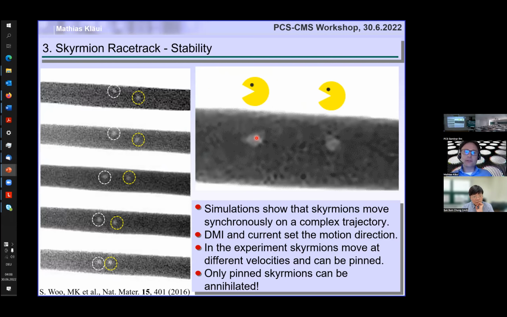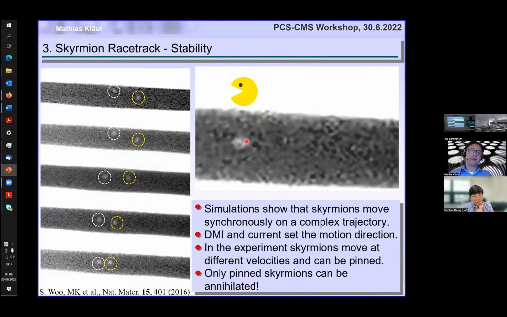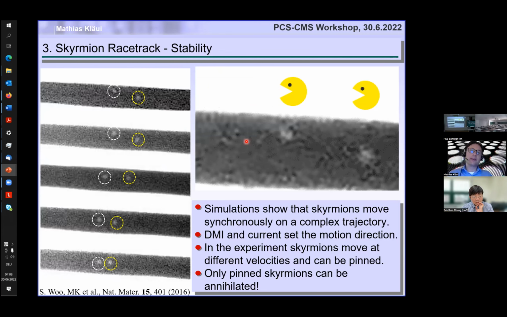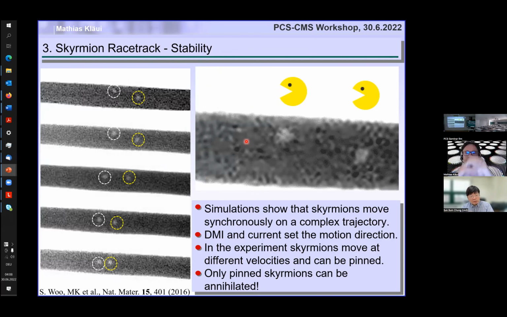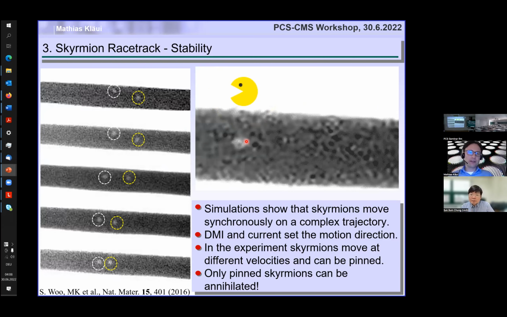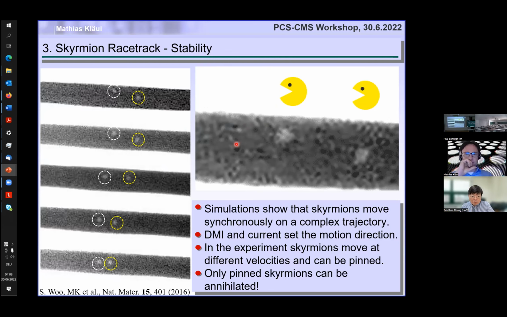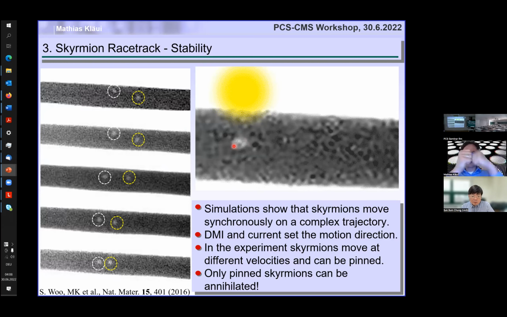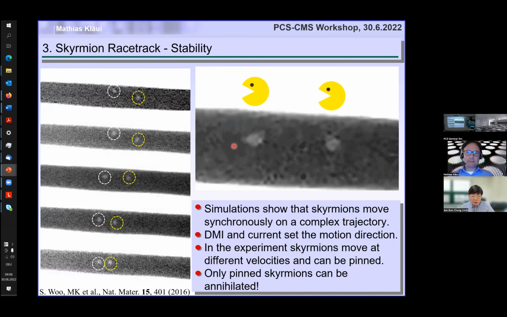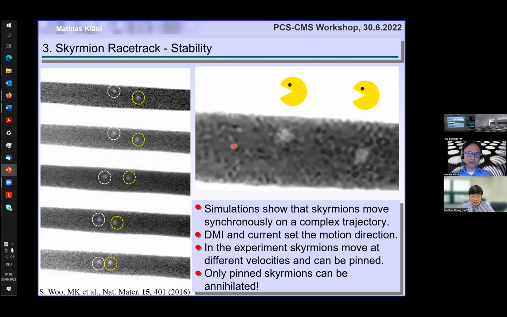Now, if you look closely, you can see that the first skyrmion eats the pinned skyrmion. And we find that only when the skyrmions are pinned, they can actually annihilate. If the skyrmions are moving freely, they play billiards, they bounce off each other. But if they're pinned, they can actually annihilate. And so we need to find out where this pinning comes from.